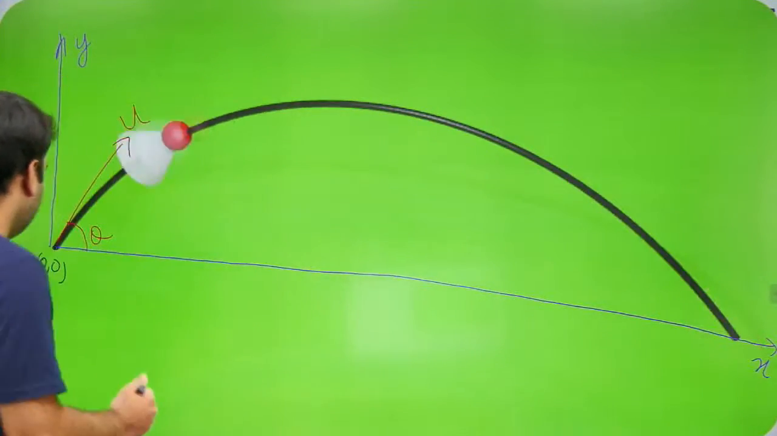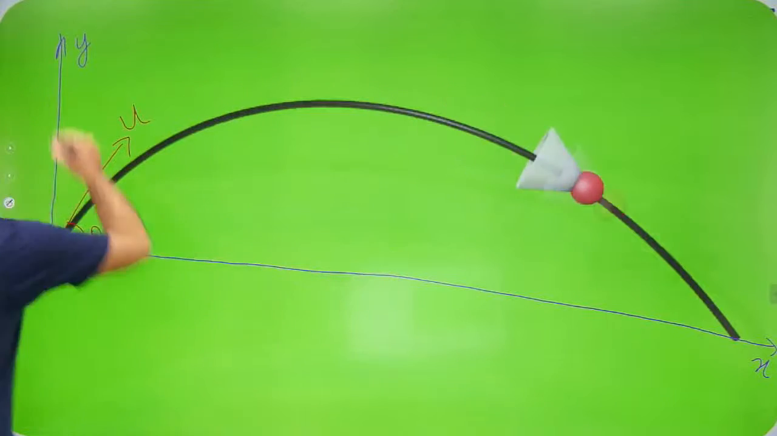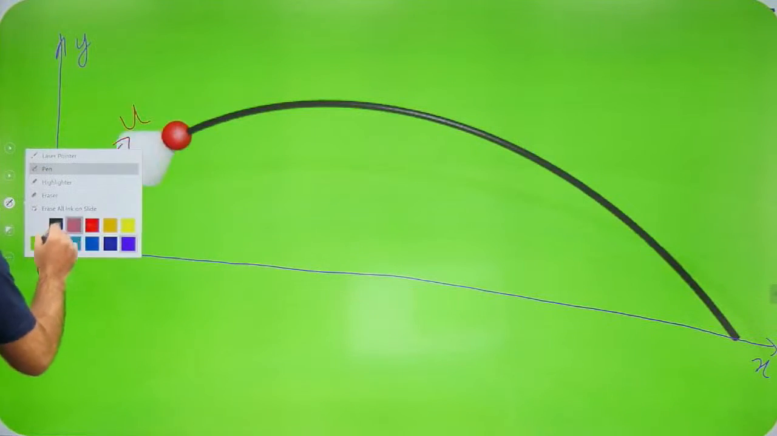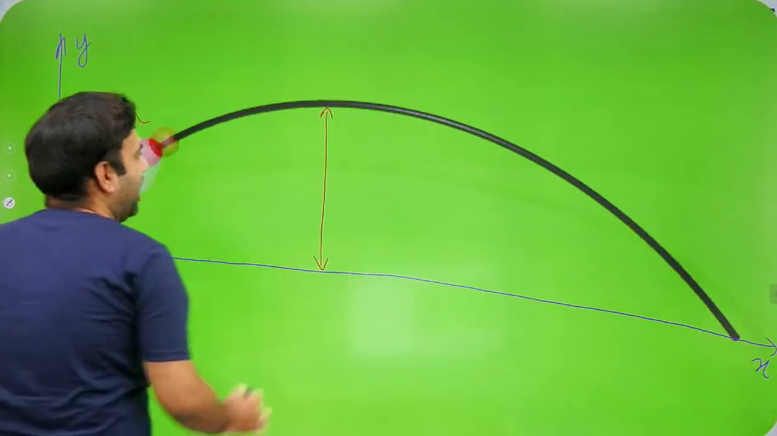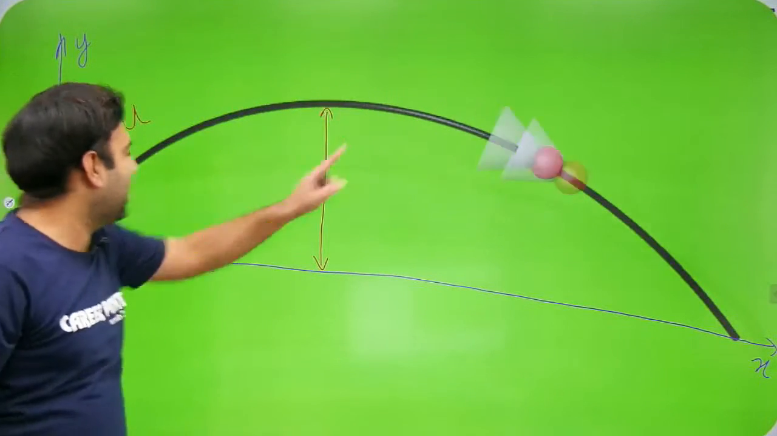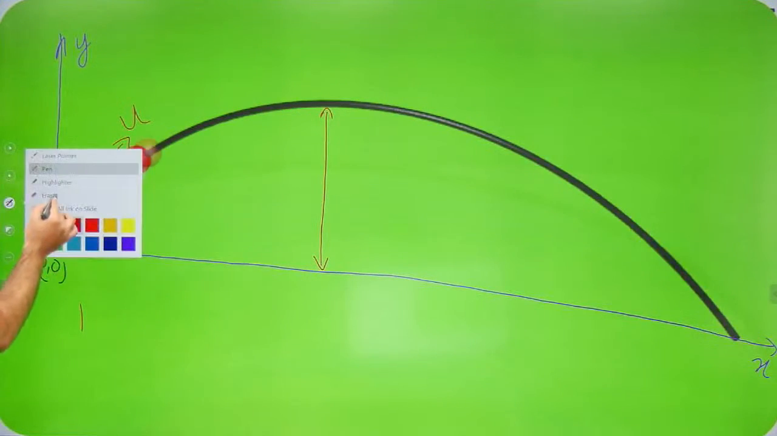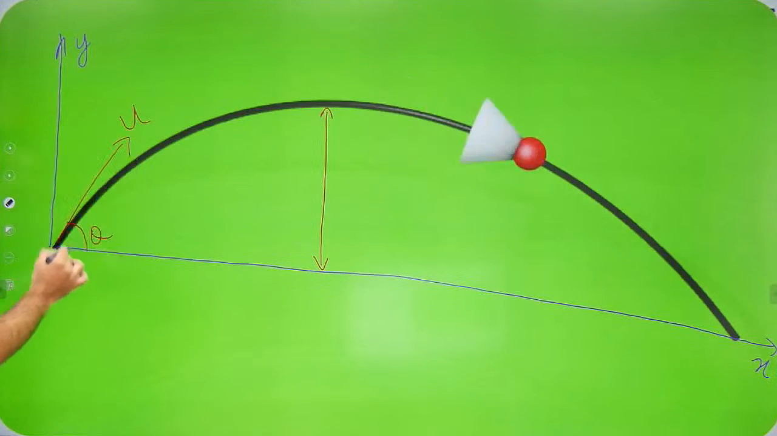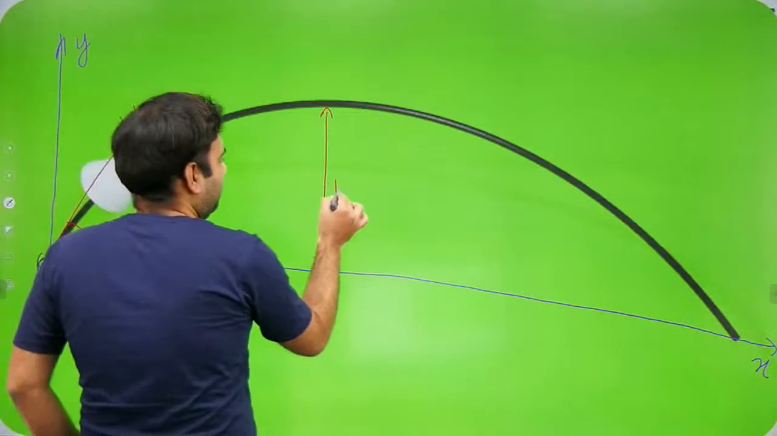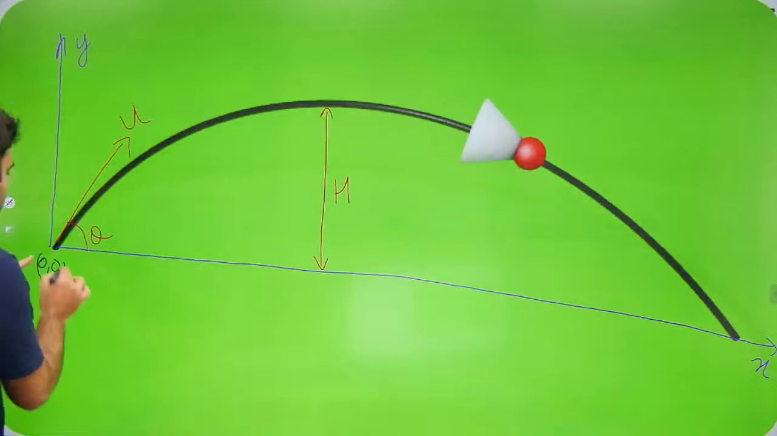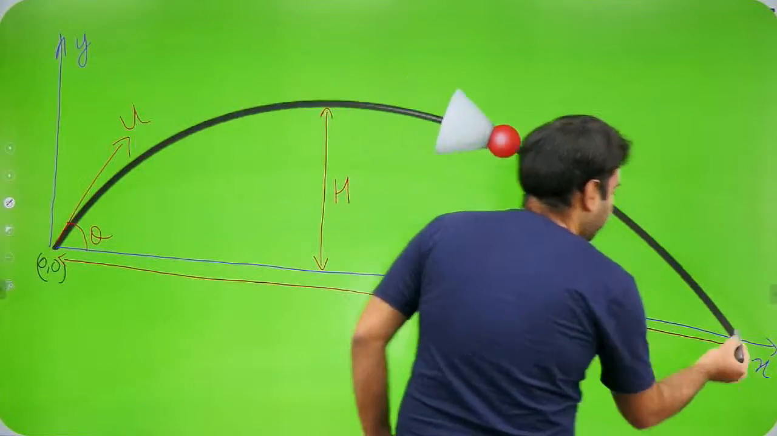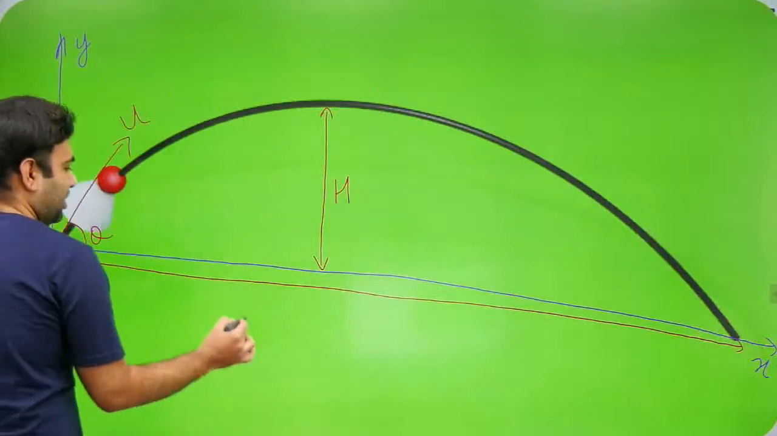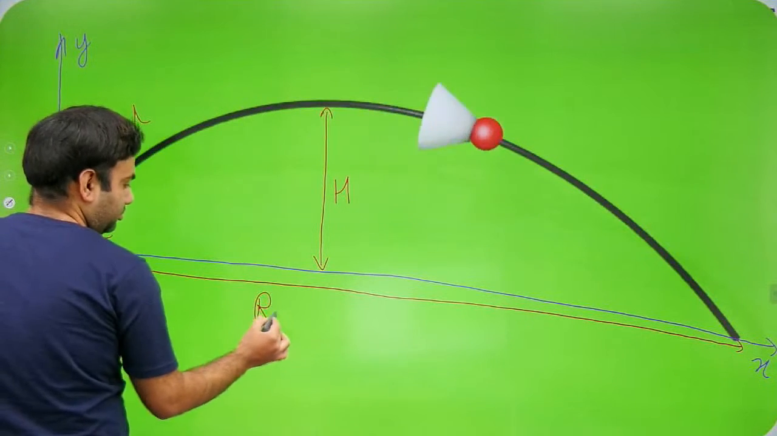So if I assume this as the x-axis and this as the y-axis, then this height, the maximum height attained by this projectile from the ground, I am talking about ground to ground projectile, so this height is known as maximum height. And the distance between the initial position and the final position where it strikes the ground is known as range.